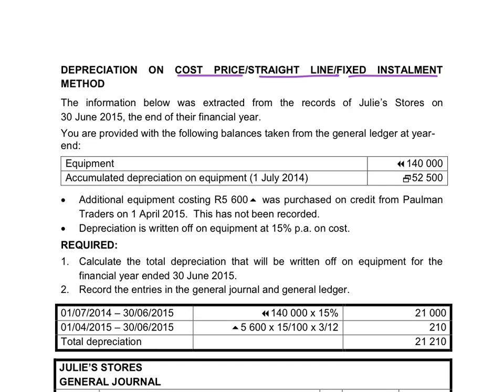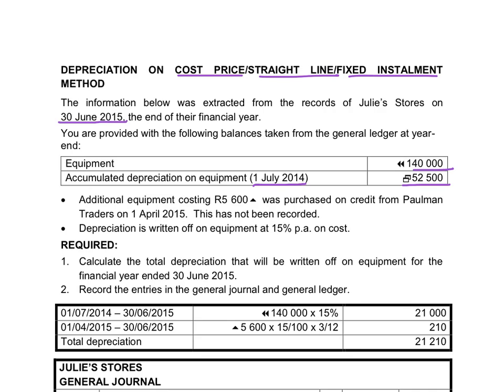You are provided with the following information. Equipment had a balance of 140,000 and the accumulated depreciation 52,500. Now pay attention to the dates. This is on the 1st of July 2014. That means that you haven't written off depreciation for the current year, because we are doing the books from 1 July 2014 to 30 June 2015.